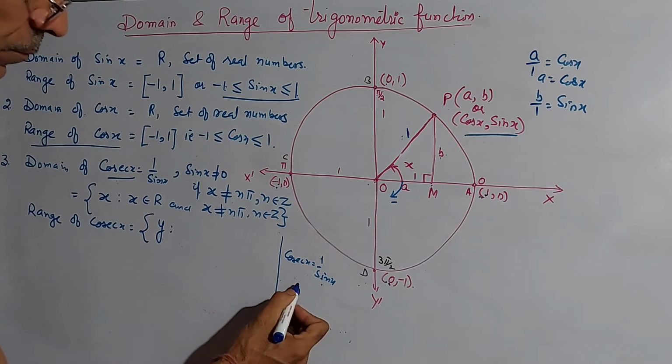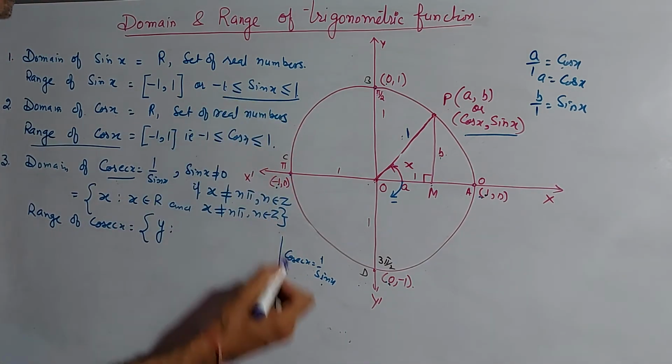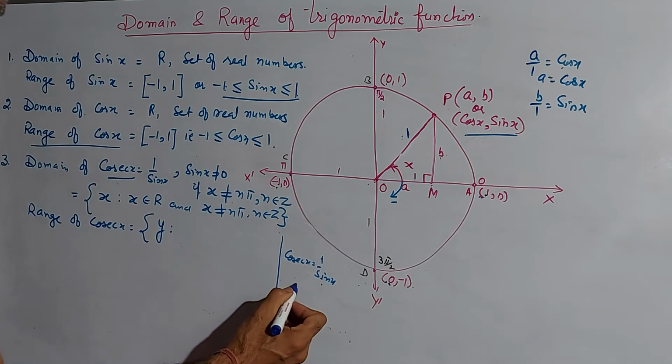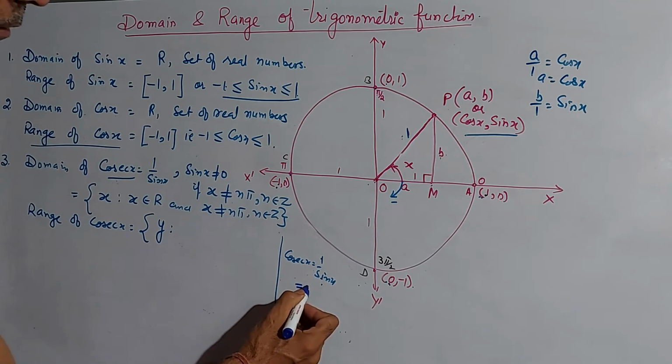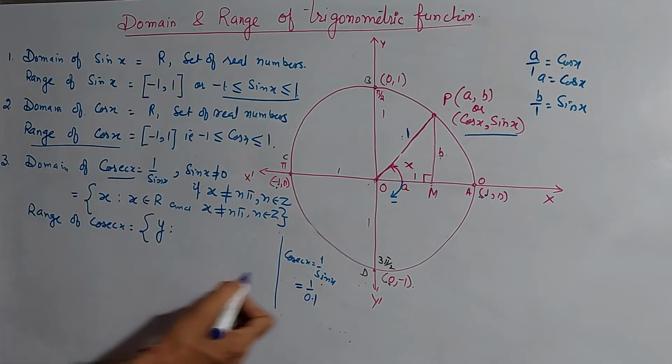See here, suppose the value is minus 1 upon 0.1, suppose, so it will be 10.